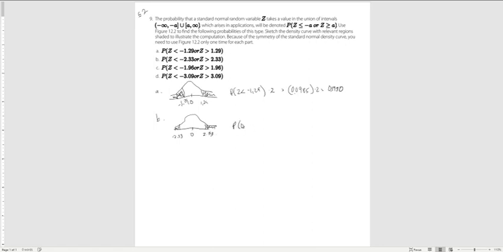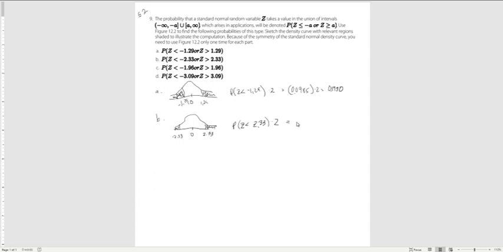So likewise, I'm going to look at z, less than minus 2.33. I'm just going to double it because both tails are being looked at here, and they're going to be equal. So we'll double our value. So we'll look that up. The cumulative probability of z being less than minus 2.33.